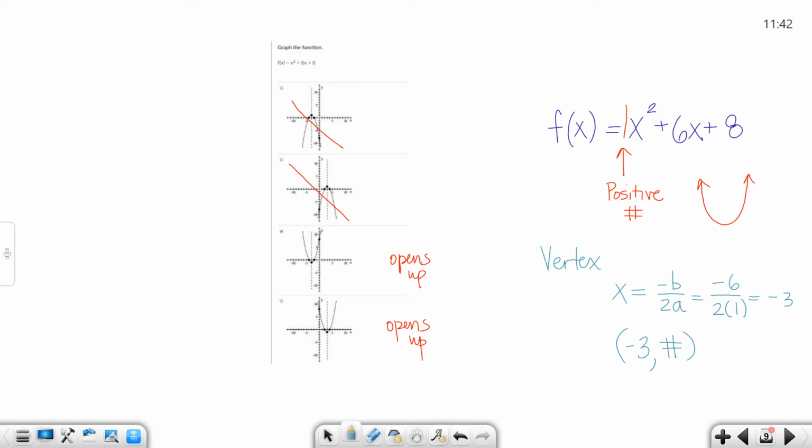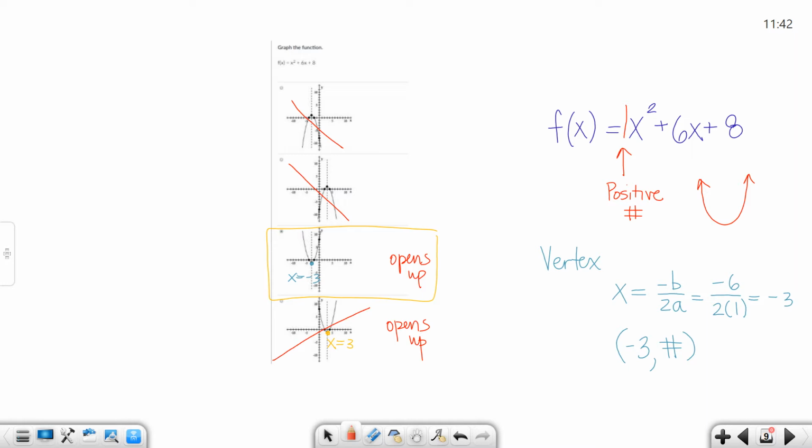Now, of course, you'll need a y value if you were actually graphing it all the way from scratch, but I say you don't have to go all the way out with that in a multiple choice lineup. Here's why. If we look at this particular graph right here, this x value is at negative 3. If we look at this particular vertex right here, this x value is at 3. So you want to pick the one that has the x at negative 3.